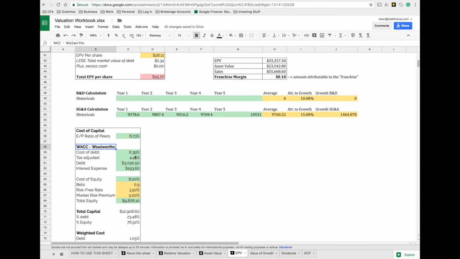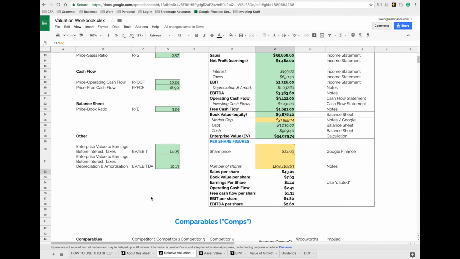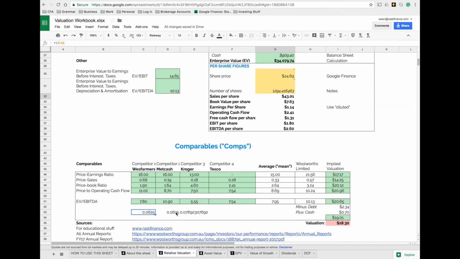I'm not gonna go into that because I think it's flawed in some ways. And instead, I'm just gonna rely on this figure right here, 6.73%. Well, how did we get to that? Basically, what we're working out is what would I have to offer a shareholder for them to buy shares in my company? So, we'll go back to our relative valuation.